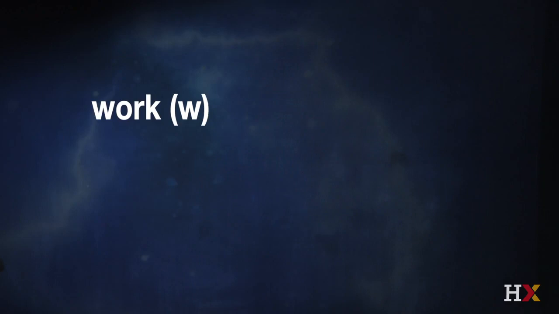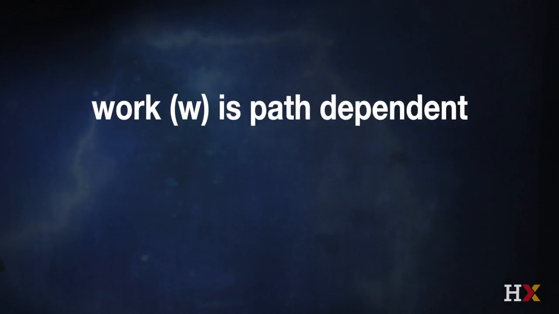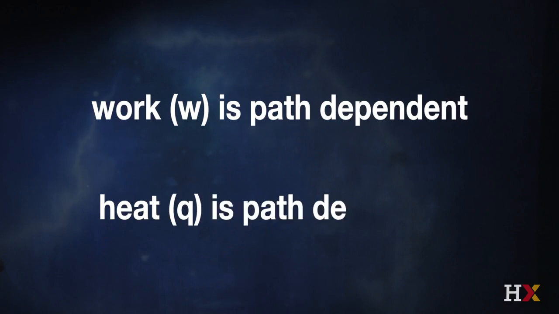So while potential energy represents a state variable, work is path dependent. And we have to remember that very carefully when we do thermodynamic calculations. So work is path dependent, but so too is Q. The heat is path dependent. So distinguishing between state variables and variables that are path dependent is a very important part of solving thermodynamic problems.